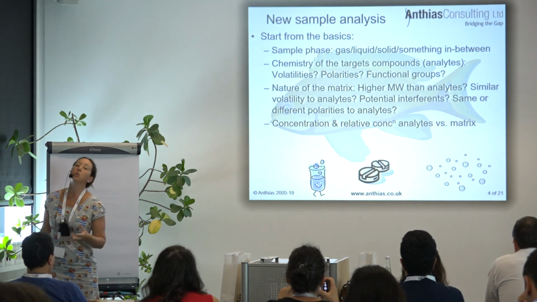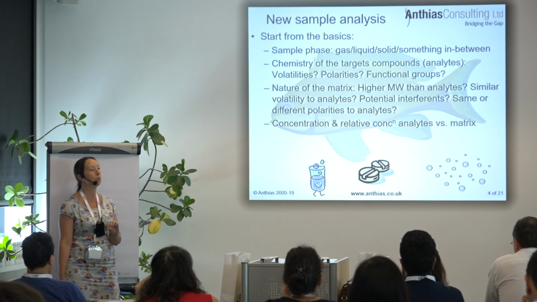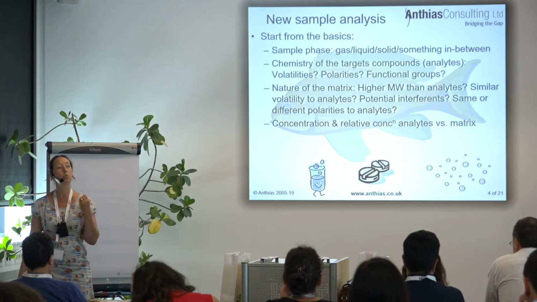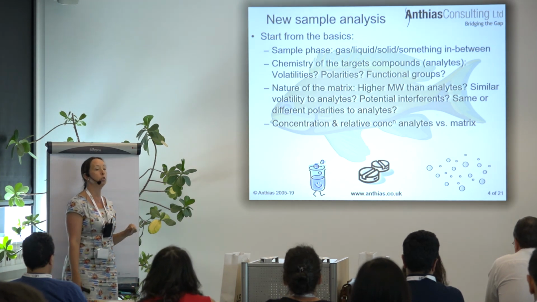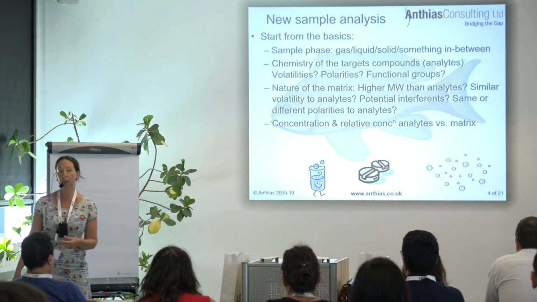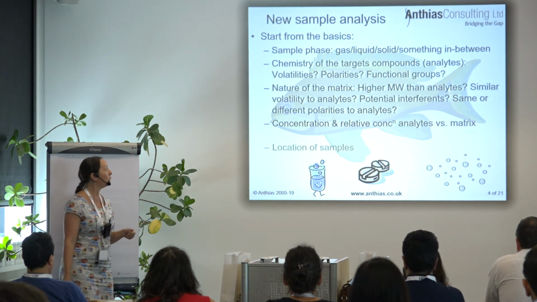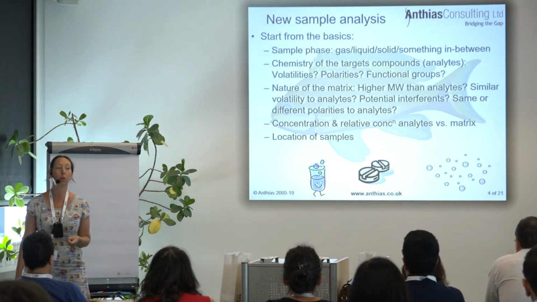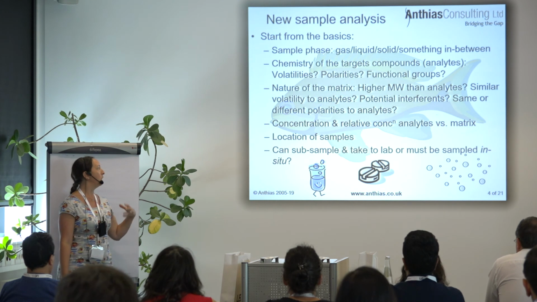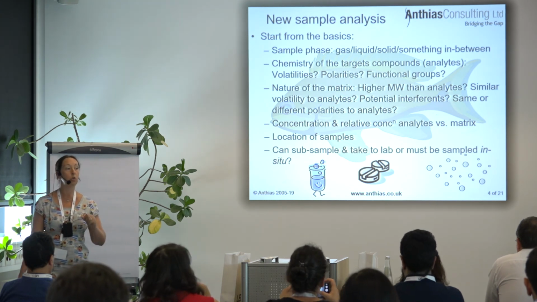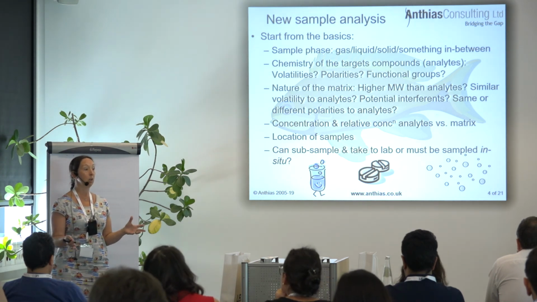We've got to think about the concentration of our sample, but also the relative concentration between the analytes and the matrix. So if we're looking at very trace level concentrations of our analytes, and they're in a very high concentration matrix, that's going to be a lot more difficult to deal with. So we need to think about, is that going to be a problem before we start? We've got to think about the location of our samples. Where are they? How do we get them to the lab? Can we take a subsample to take back to our lab, or do we need to actually sample it in situ? I.e., we might even need to analyze it where it is.